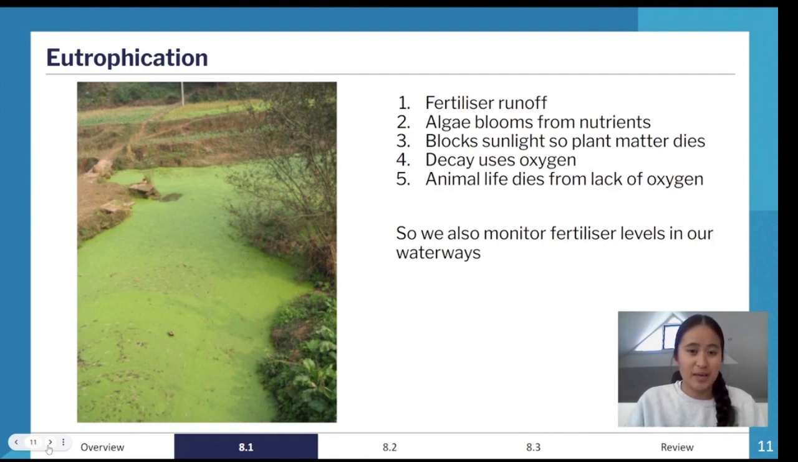So it's super important that we monitor fertilizer levels, not just toxic chemicals in our environment. So that's basically the first dot point of the syllabus done.